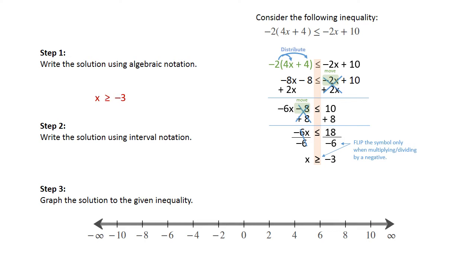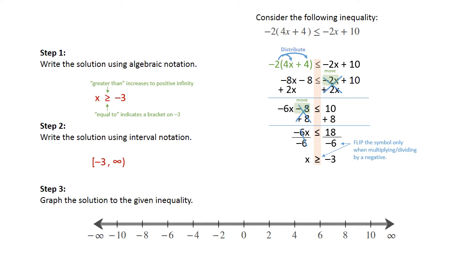And then looking at this solution, it's a greater than, which means when we're writing interval notation, it increases to positive infinity. If x is greater than or equal to negative 3, it's going to increase to positive infinity from that negative 3. Because we have an equal to, we're going to put a bracket on the negative 3. So our interval notation is bracket negative 3, comma, positive infinity.